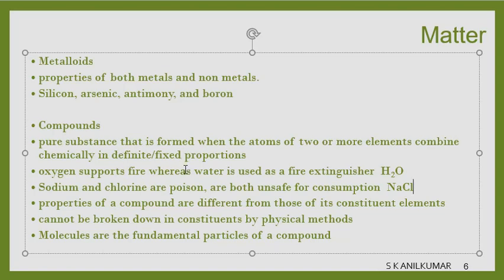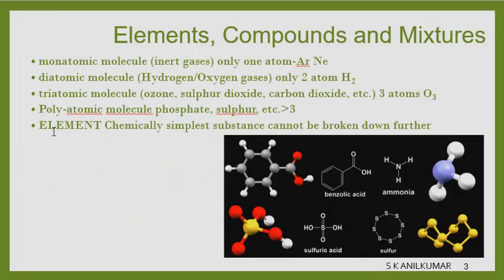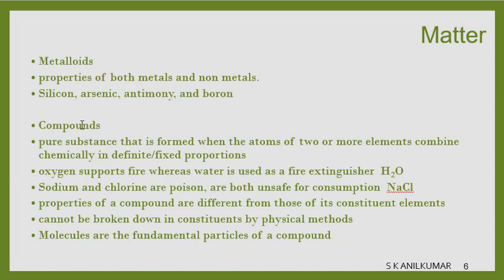They are combined by chemical bond together in fixed and definite proportion. The combination is in definite proportion of two or more elements. That is why they call it a compound. Molecules are the fundamental particles of a compound. Atoms are the fundamental particles of an element. Atoms are the chemically simplest substance. Compounds are substances formed by two or more atoms of different elements, right?